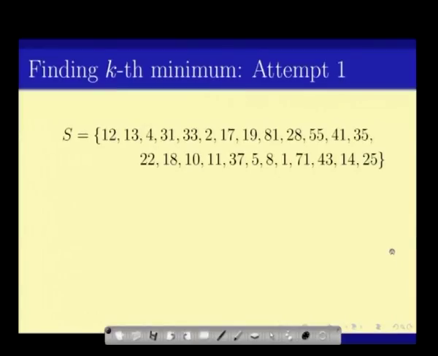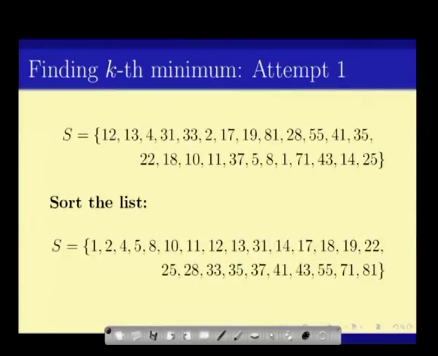So, say if this is the set S, we just sort this list in this fashion, and after we sort it, we can easily output the kth value. In this case, if I look at the 10th object, the 10th object is 31. You can just count it and see that 31 is the 10th minimum in this set S.